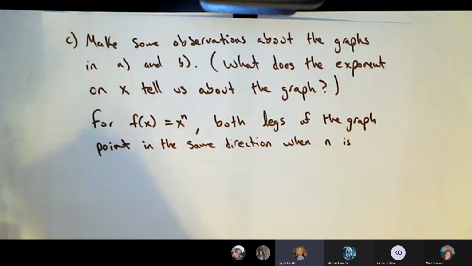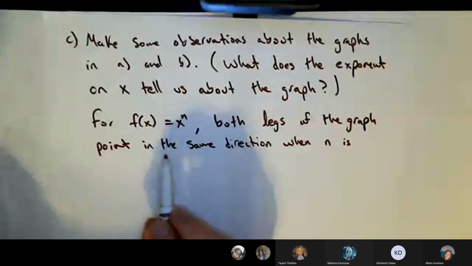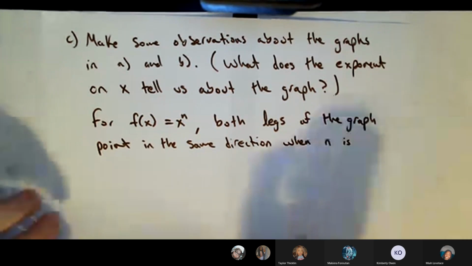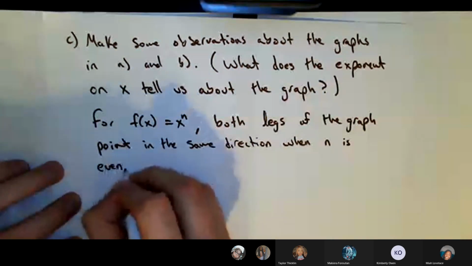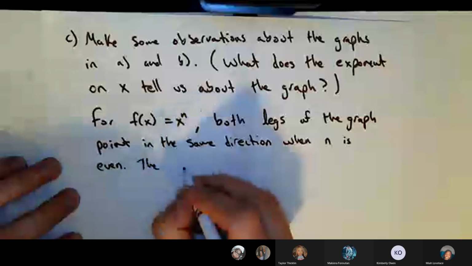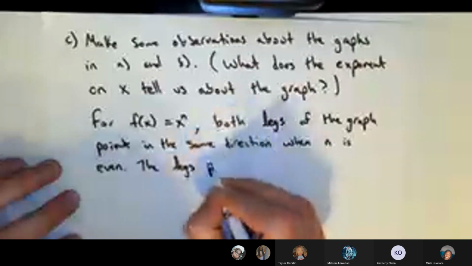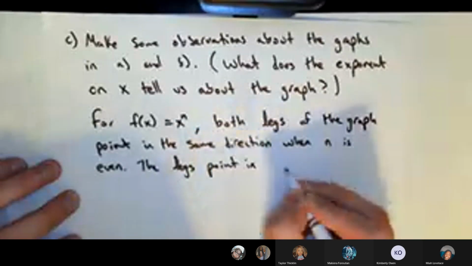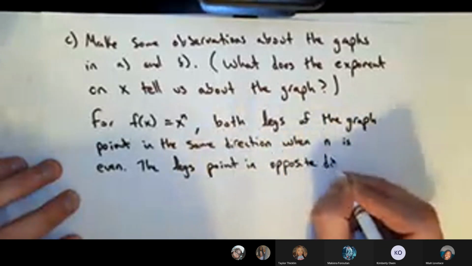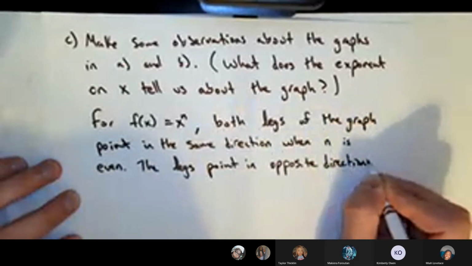That's it. So we'll say for some function f of x equals x to the n, both legs of the graph point in the same direction when n is even. When n is odd, the legs point in opposite directions, like up, down, or down, up.